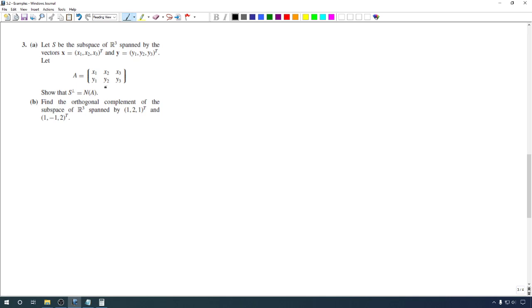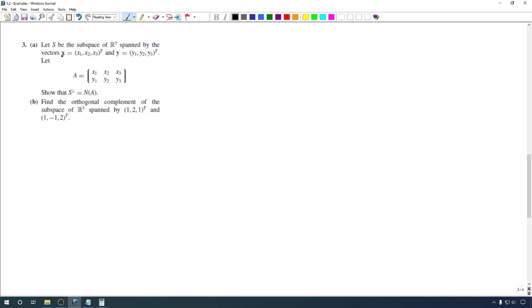Now in problem 3, we're going to take a subspace of R3. We're not going to start with a matrix, but we're going to take a subspace, and to find the orthogonal complement of that subspace, we are going to introduce a matrix. Matrices turn out to be very handy for us in this context as well. Big surprise. We've been using them all the time, and we're just going to keep using them.